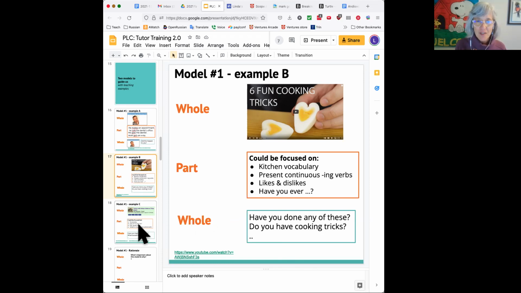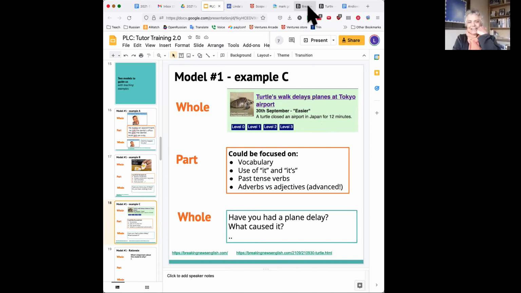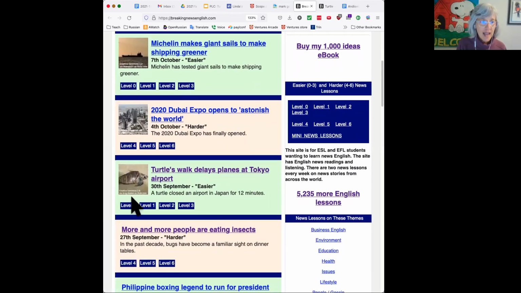I'm going to give you one more example, okay? Those are both great descriptions. Here's an example using a text. Turtles walk, delays plane at Tokyo Airport. This is from Breaking News English. In case you haven't seen it, Breaking News English has thousands of lessons. They have different levels. To me, their level 0 might be a level 1 or 2 in Beaverton literacy, right? Even my level 5 students last year, the level 5 was hard for them.